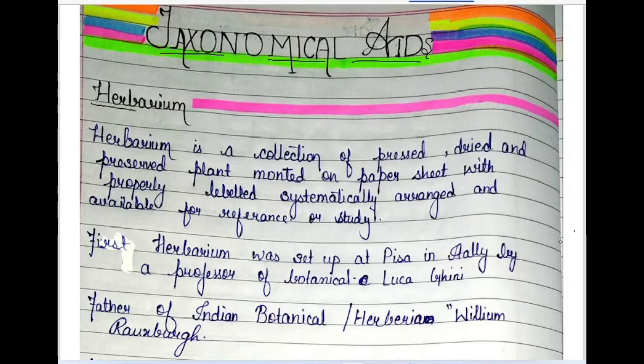For studying taxonomical aids, they are essential for the training in systematics. We have to know the fundamental studies. Biologists have established certain procedures and techniques to store and preserve the information as well as the specimen. So here the first one is herbarium.